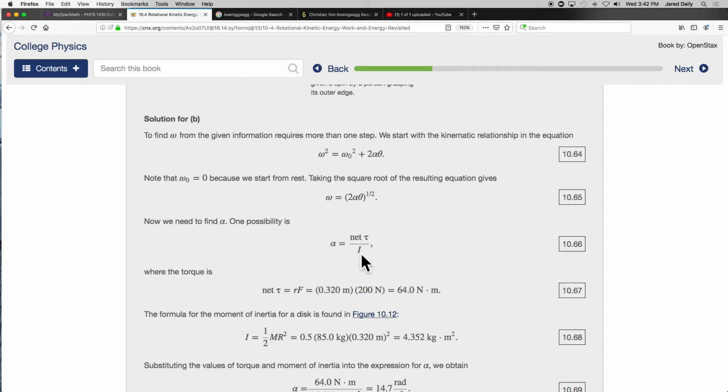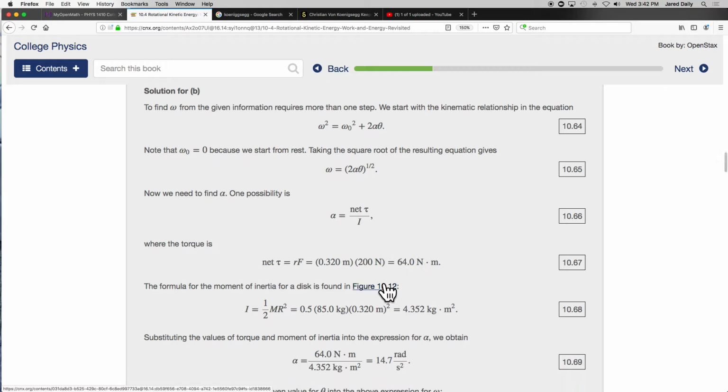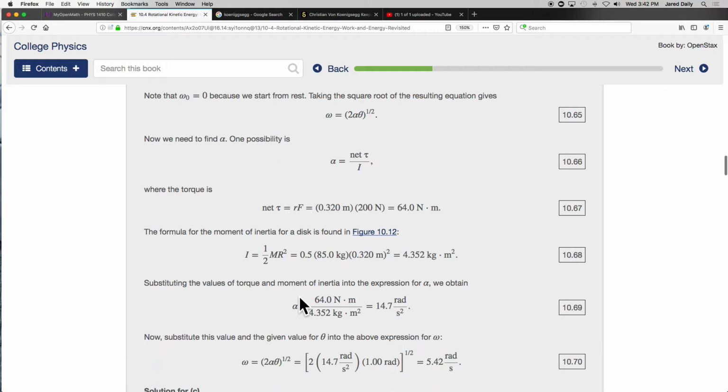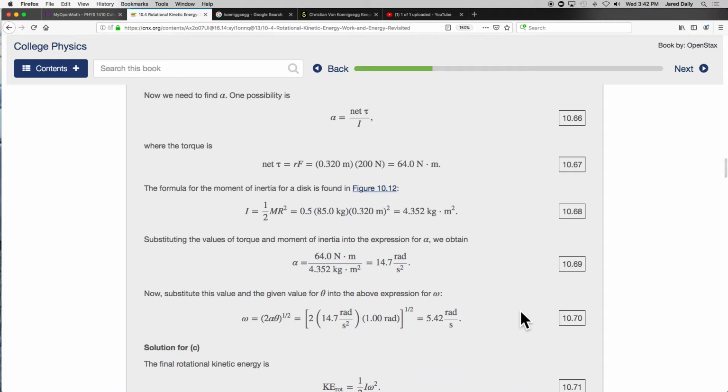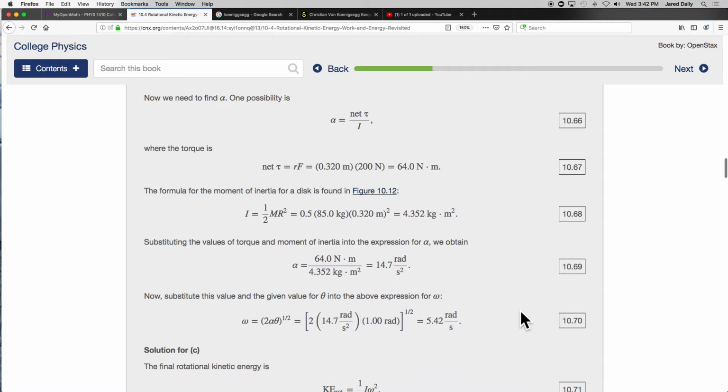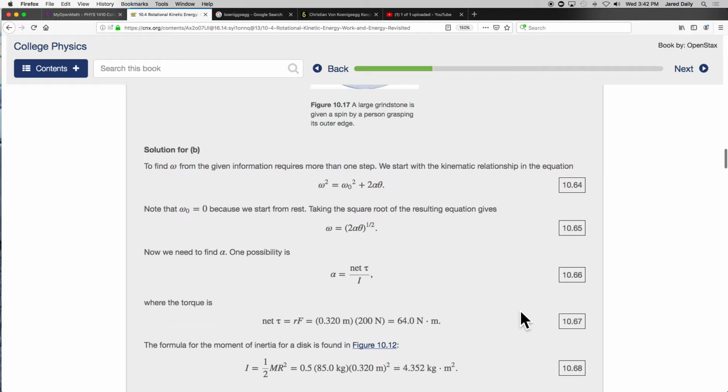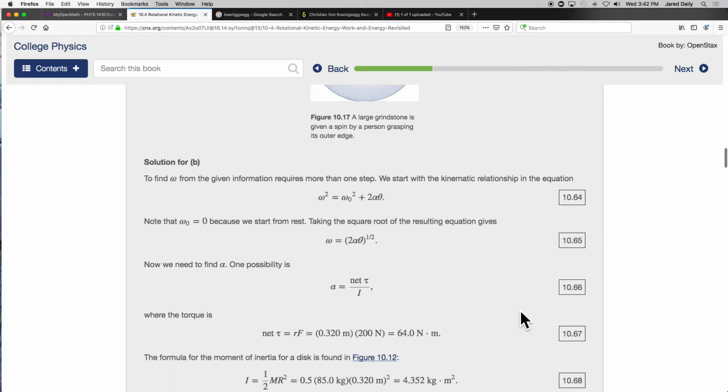That's not a serious problem because we know the torque already. We also calculate the moment of inertia for a disk from that table of all the different shapes, plug those two numbers in, and we can get the alpha. That's not the only way to do it, but it's one way. Once we've got our alpha, we can plug it into our kinematic equation and get this. This is a long mess of stuff.